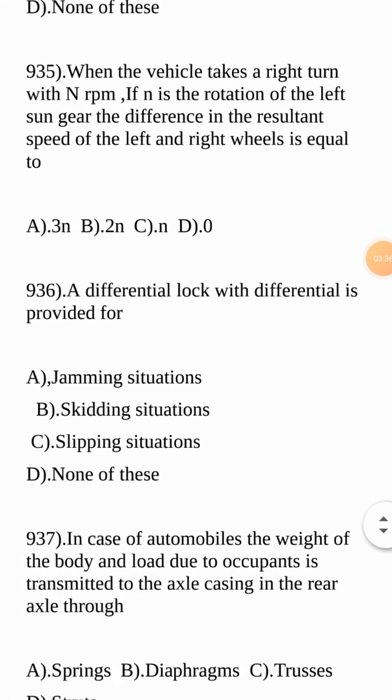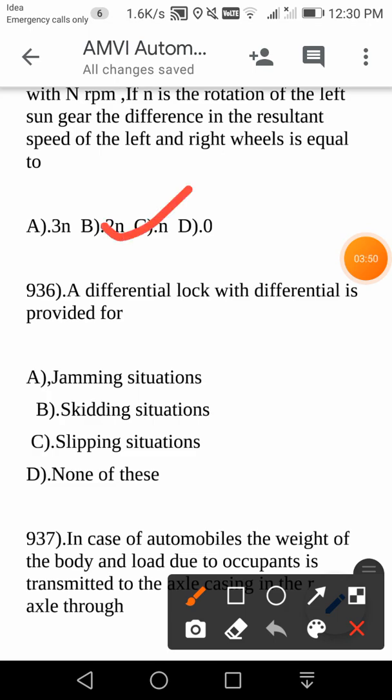Next question. When the wheel takes a right turn with N rpm, if n is the rotation of the left sun gear, the difference in the resultant speed of the left and right wheels is equal to. Here the answer is 2n. You know what n is: n is the rotation or speed of the left sun gear, and capital N is the rpm of the vehicle. Then he is asking the difference in the resultant speed of the left and right wheels. This is a good question. It is 2n. Next question.